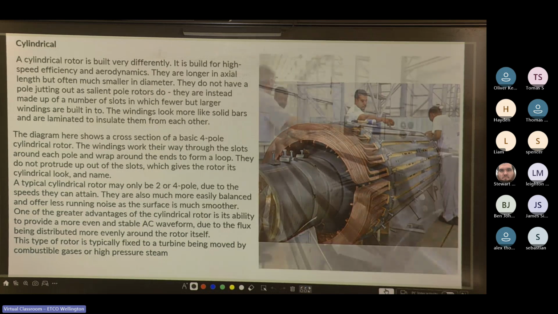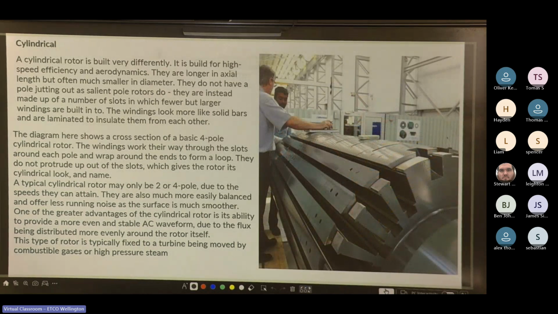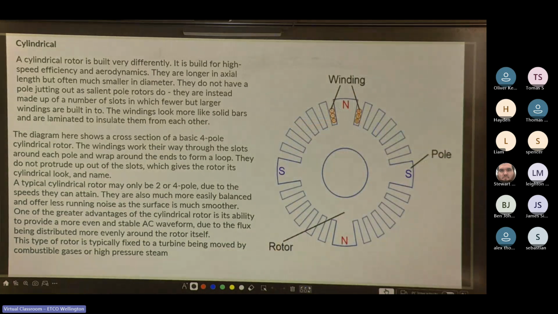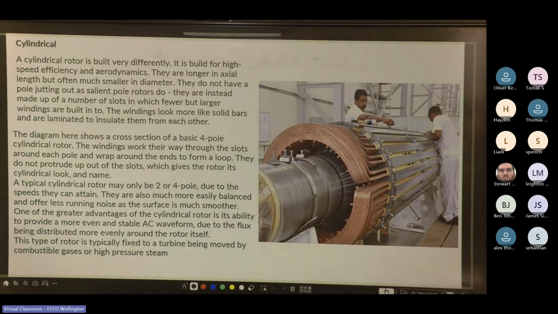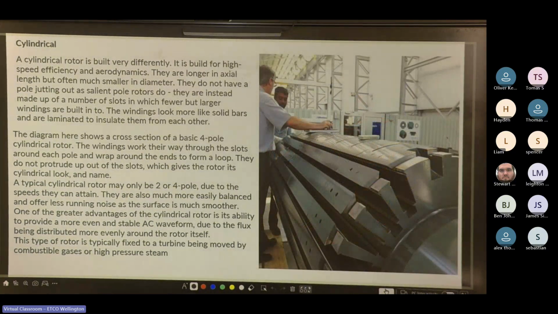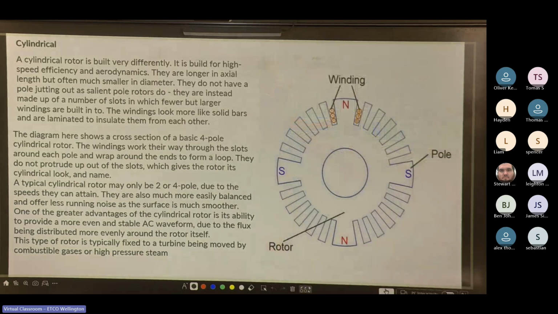They do not have a pole jutting out as salient poles do. They are instead made up of a number of slots in which fewer but larger windings are built. The windings look more like solid bars and are laminated to insulate them from each other. The diagram here shows a cross-section of a basic 4-pole cylindrical rotor. The windings work their way through the slots.